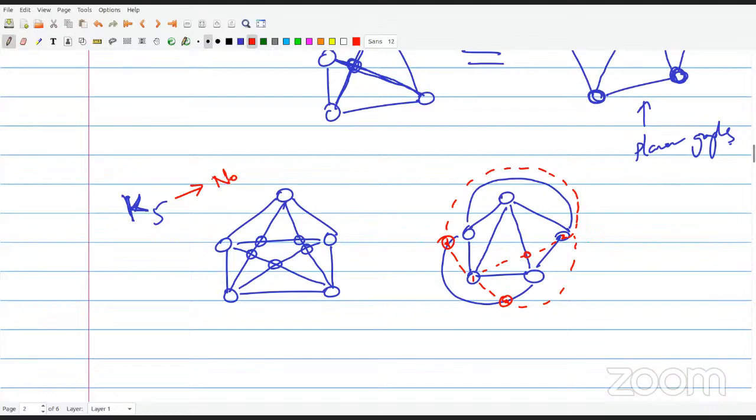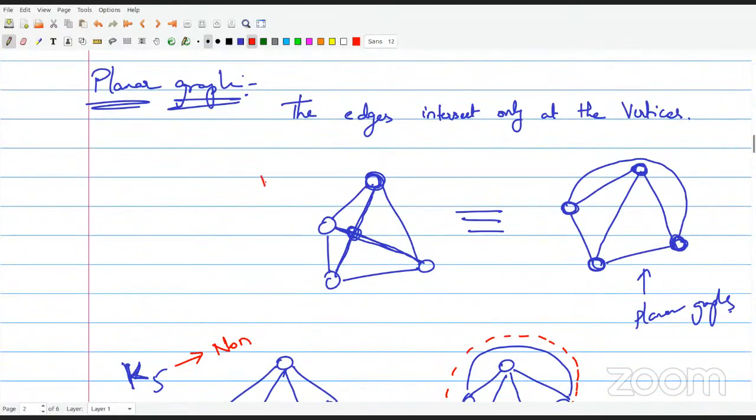So complete graphs from 5 vertices: 5 vertex, 6 vertex, K5, K6, these are all non-planar. K4 is planar. So this is K4, and this can be drawn like this. K3 is planar, the complete graph with 3 vertices. So from K5, all the complete graphs are non-planar graphs.